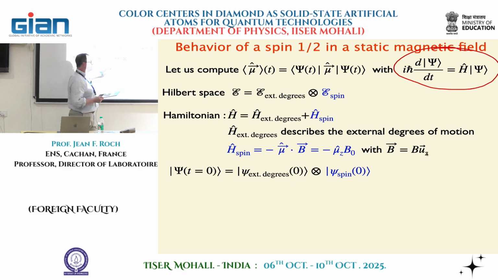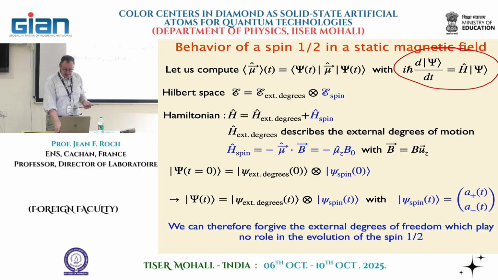I suppose that initially the state of the atom, of the system, has no correlation between the spin and the external degrees of freedom. And as I have no coupling in this Hamiltonian between the two degrees of freedom, external and associated to the spin, we will remain in a product state. So we will have an evolution where this will go to this under the influence of this part of the Hamiltonian, and this will go to this under the influence of the other part of the Hamiltonian.